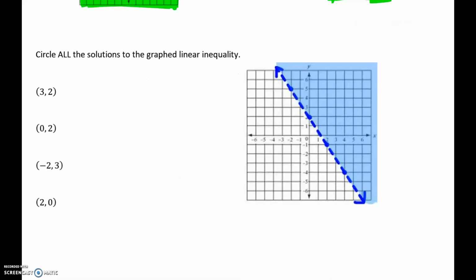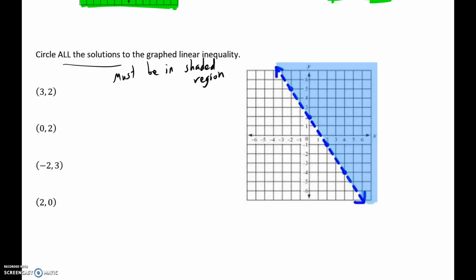Circle all the solutions to the graphed linear inequality. This is similar to something you might see on a standardized test where they want you to circle all of the possible answers. There may not just be one answer here, okay? So all the solutions. So to be a solution, it must be in the shaded region, okay?